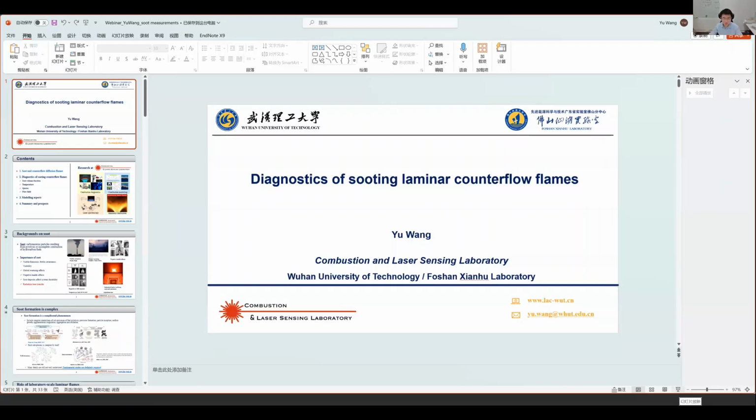The topic of my talk today is about the diagnostics of sooting laminar counterflow flames. I will first give a brief introduction to soot and to counterflow diffusion flames, and explain a little bit on why we favor this kind of flame for soot studies. Next I will discuss some diagnostic methods to measure the various scalars and the velocity field in sooting flames. This will include the soot volume fraction, temperature, species, and the flow field.